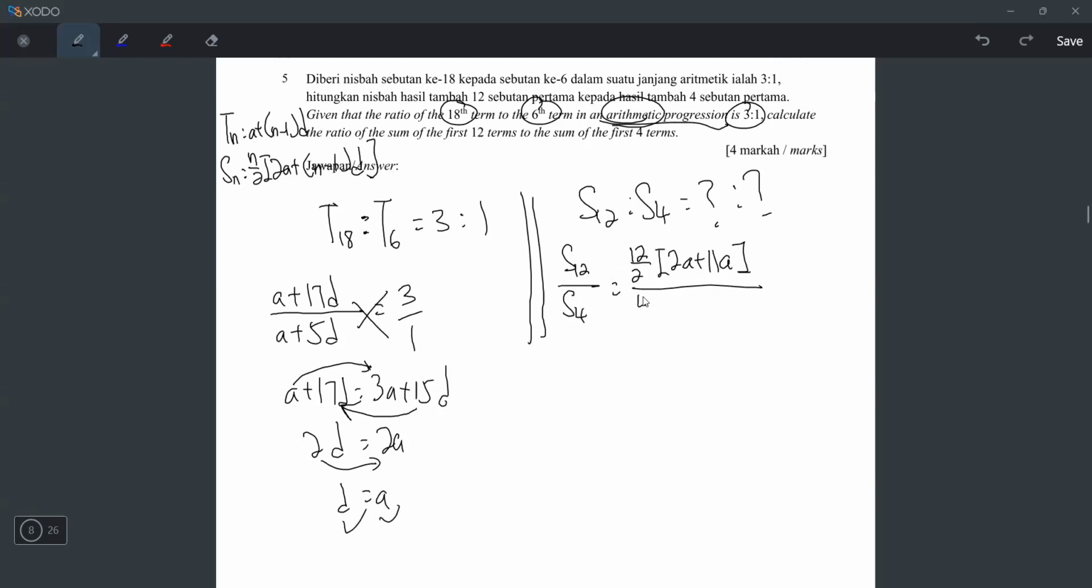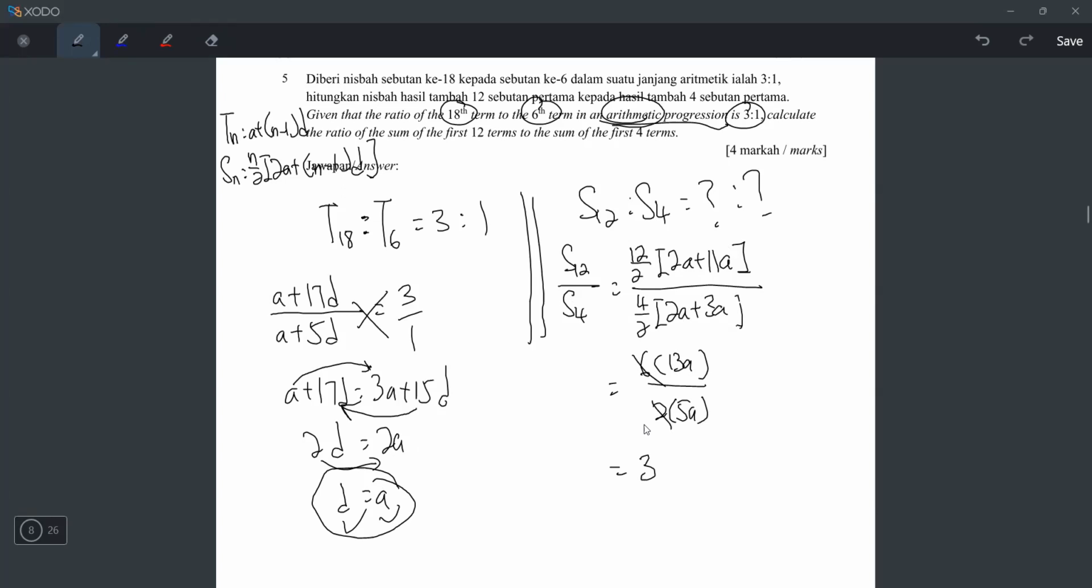What about S4? Same thing, n over 2, 4 over 2, big bracket, 2A plus n minus 1, 4 minus 1 is 3, and then D. But don't write D, because you want the answer to be easy to simplify. So just write A, and the reason I can do that is because D and A are the same value. So now I will get what? 12 divided by 2 is 6, right? So it will be 6 times 13A, and then this will be 2 times 5A. And then 6 and 2 can cut, so we're left with 3.